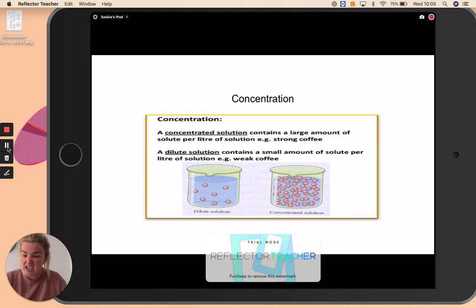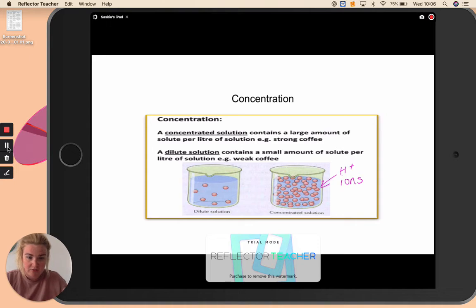If you've got really dilute squash, you're going to see it's going to be quite weak. You most probably won't see as much colour, and that means it's got fewer squash particles in it. So exactly the same when it comes to acids. A concentrated solution contains a large amount of solute per litre of solution. So this means that there's a large amount of H plus ions if we're doing acids. So a large amount of the acid is in the solution, if it's been dissolved in water, okay?